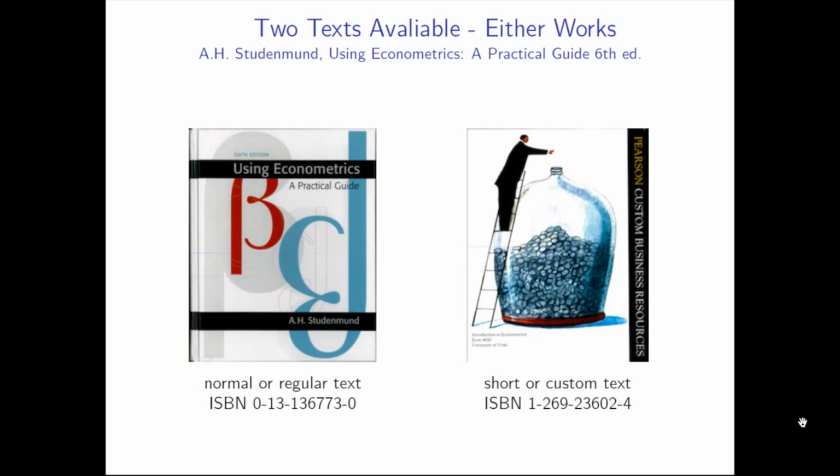There are two texts available for this course. Either one works. There is the normal or regular text of Studenmund's Using Econometrics: A Practical Guide, 6th edition. And there's also the short or custom text, which is available in the bookstore. Page references in the videos will be out of the short or custom text.